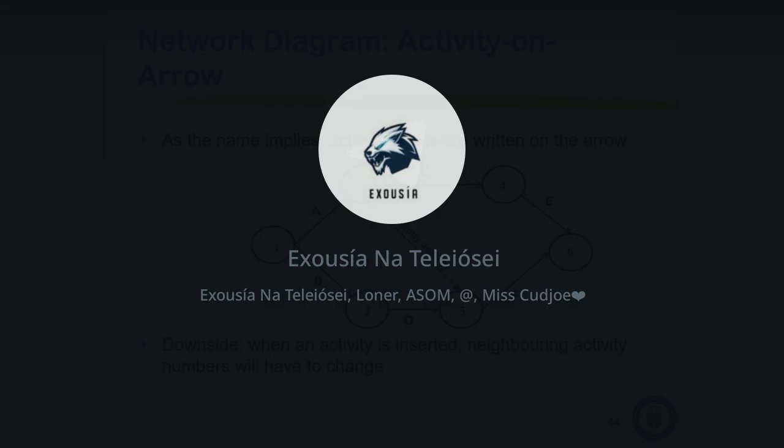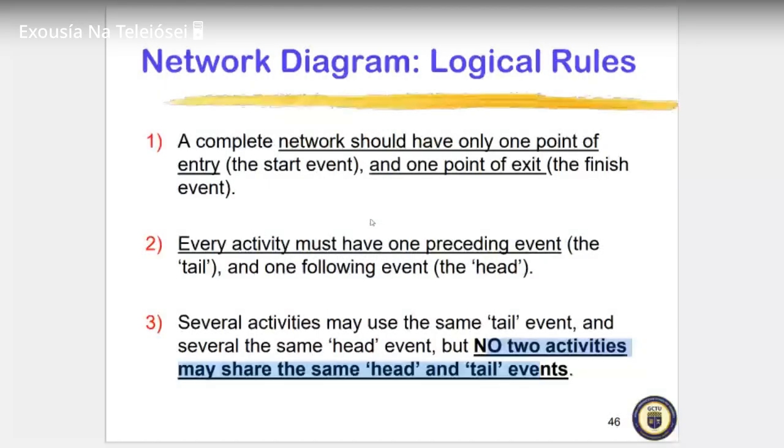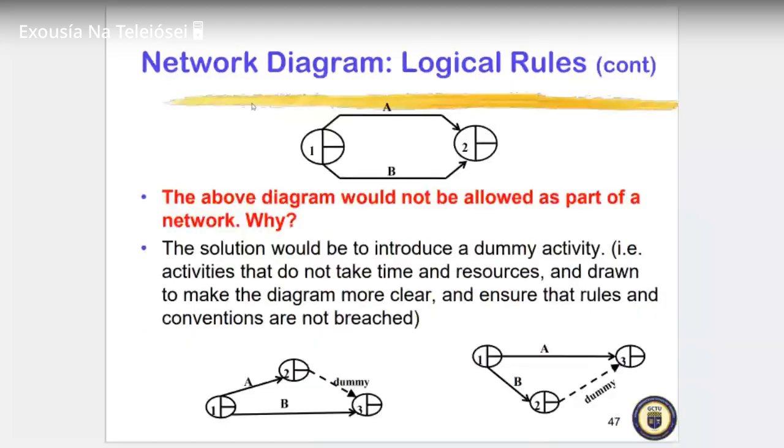So no two activities may share the same head and tail event. Okay, so let's see. It says the above diagram would not be allowed as part of a network. Why? The solution would be to introduce a dummy activity. As I said, even though we can have the same tail, we can't have the same head. Activity A, activity B are using the same head.